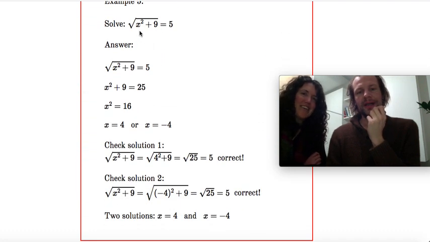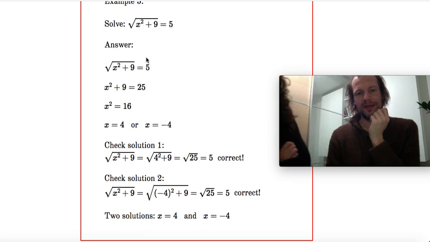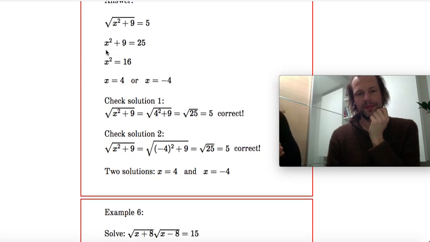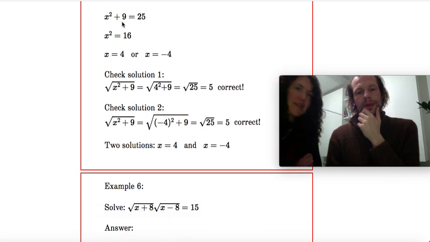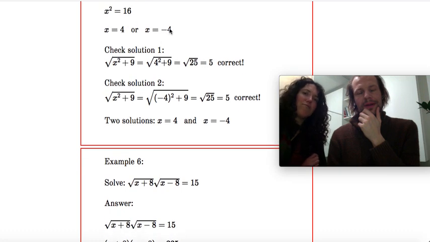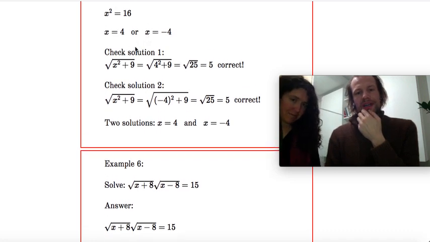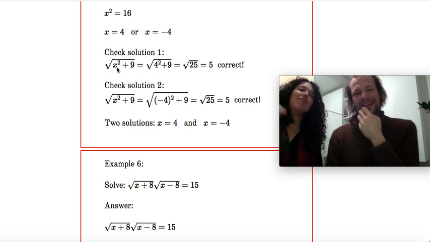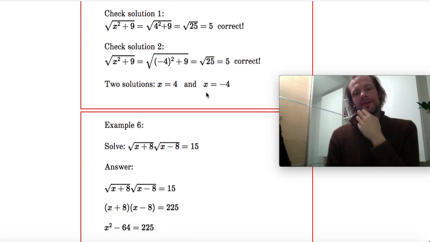Square root of x squared plus 9 is 5. Square on both sides, yes. That is x squared plus 9. x squared plus 9 is 25. And then we move the 9 to the other side. x squared is 16. Oh, 4 or minus 4. Yes, I would forget about the minus 4. And then we check. And then we find out it's both. They're both correct.